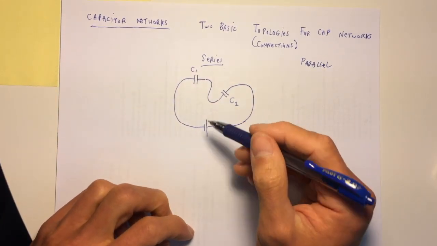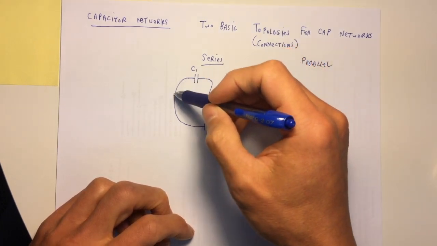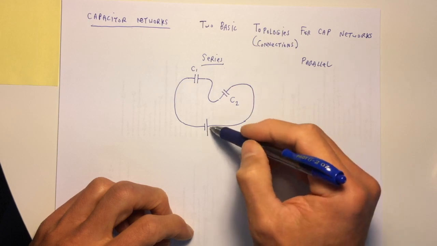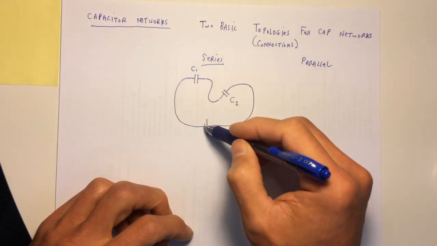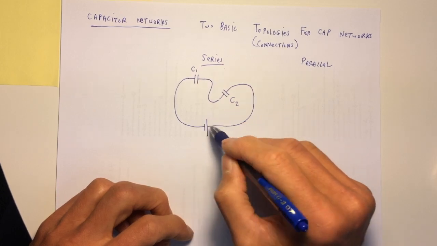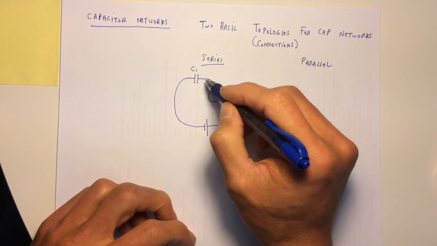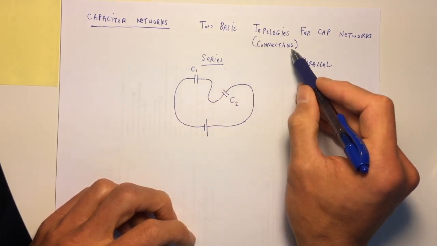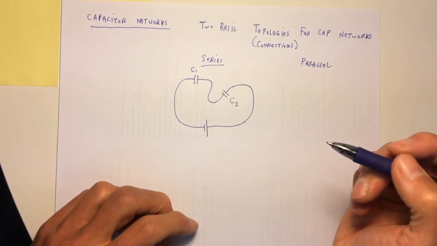The idea is I only have one path from the battery through both capacitors back to the battery. There's only one way to do that. That's series. That's the topology of the series. There's only one way to do it, one connection path through both capacitors and the battery.